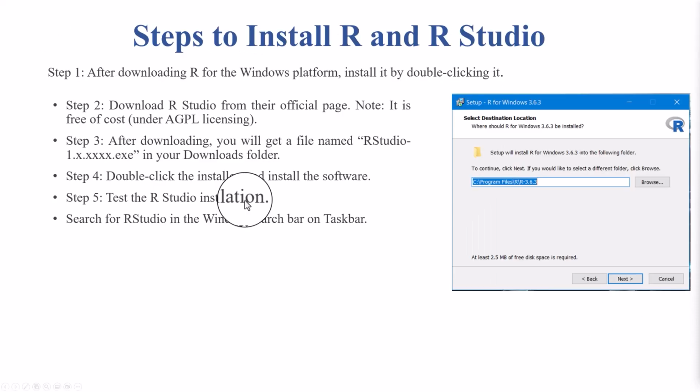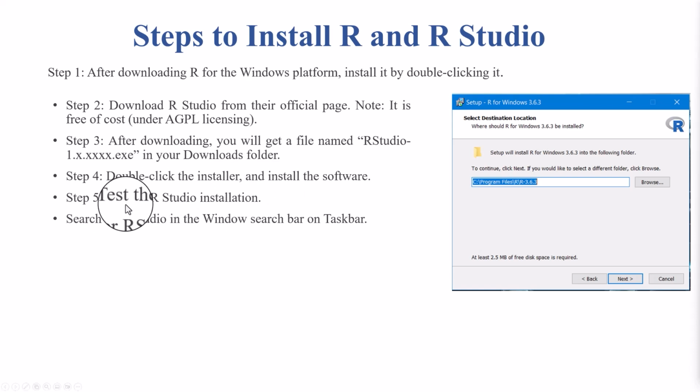Now, the second thing is how we will install RStudio. After downloading RStudio for Windows, you need to click the second link, and I will give these links in the description. So download RStudio from the official page. It is free of cost, you don't need to pay for this, because RStudio and R are free and open source software. After downloading RStudio, you go to the download folder and double click, like we do for installation of other software.